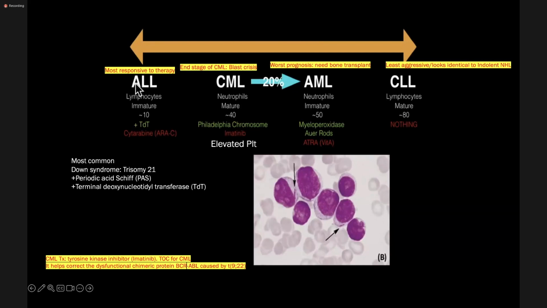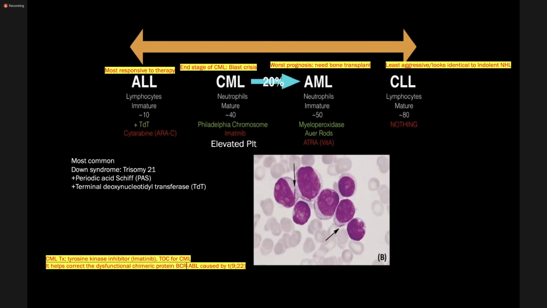The next one, we're going to come back to this middle here. Since you started with ALL, acute lymphoblastic leukemia, now we're going to go to myelogenous leukemia. So instead of starting with A in the middle, you're going to start with C and reverse it. You're going to say CML, then AML. Does that make sense?